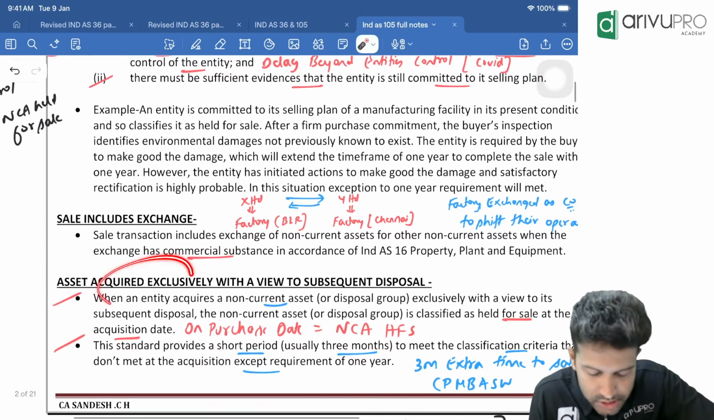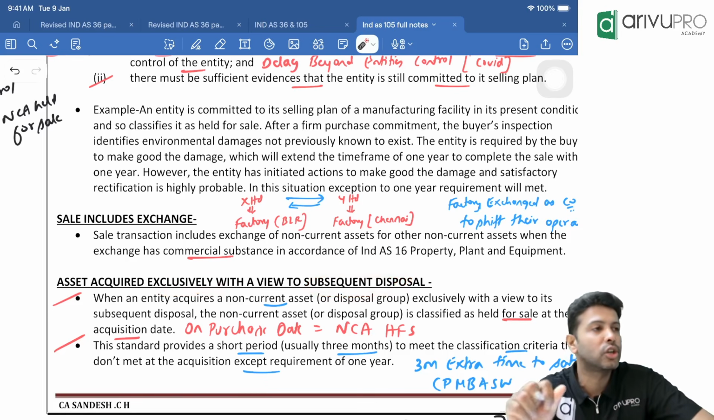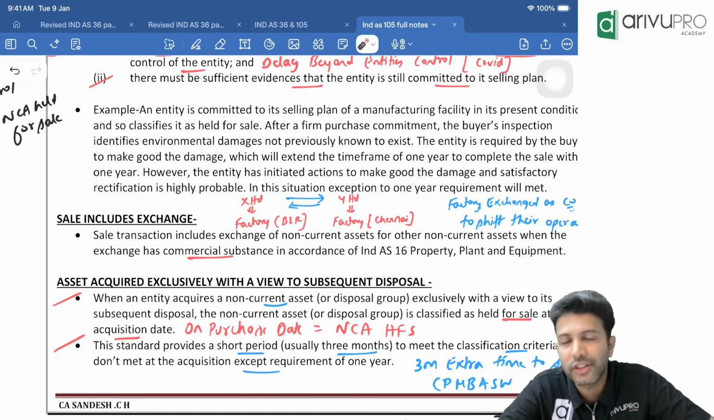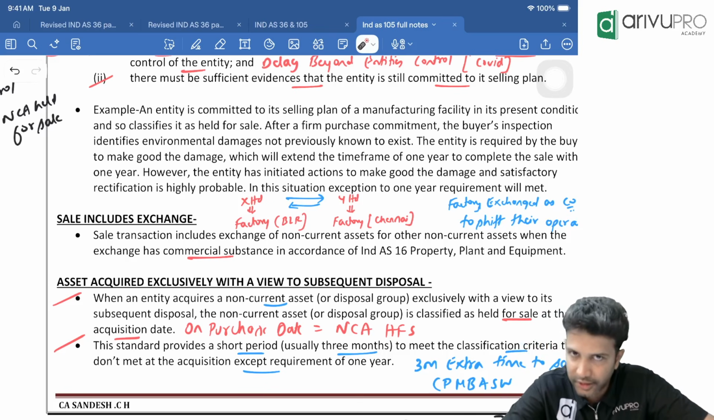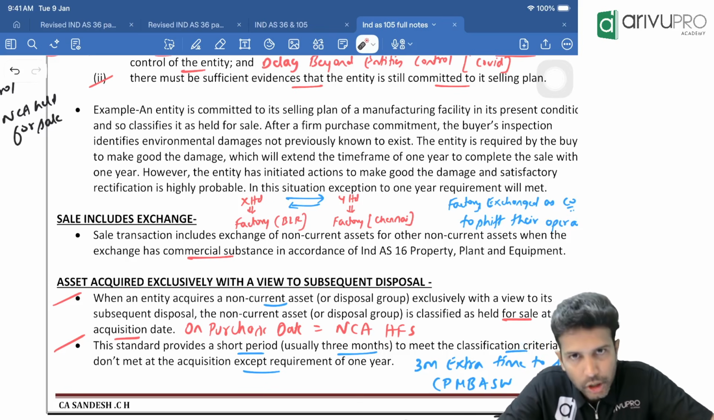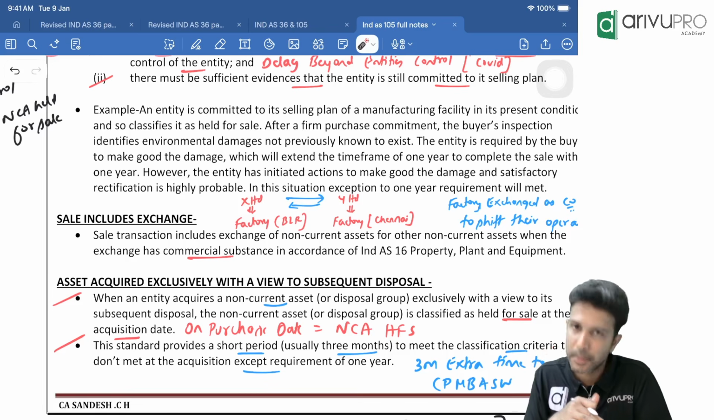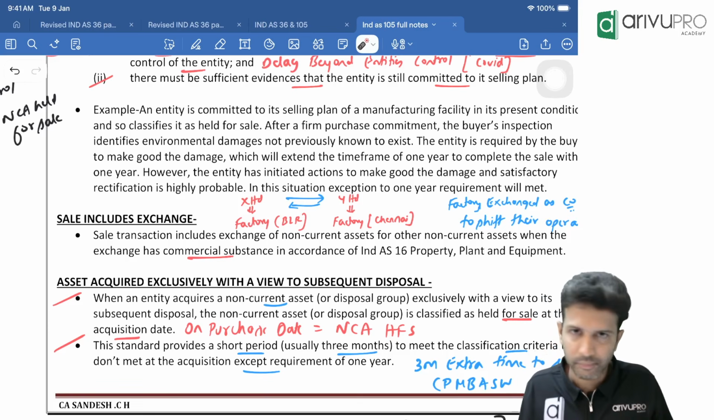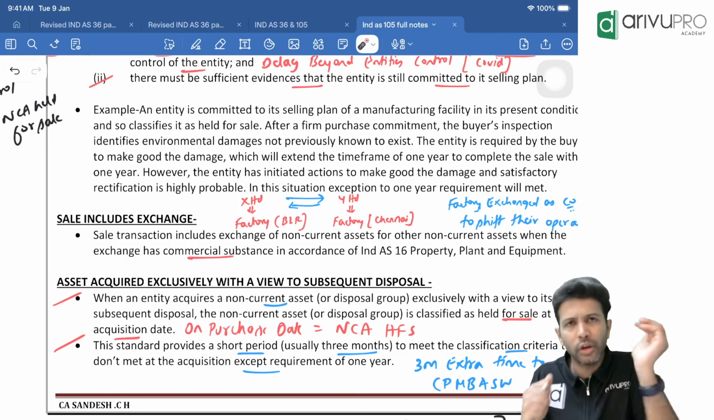Next small concept is assets acquired exclusively with an intention to subsequently dispose. An asset which is acquired with the sole intention to sell it. Sometimes what happens, we will buy an asset with a sole intention to sell it off. Let's say a company has purchased a building. Their intention is not to use this building. After buying it, they want to sell it. Their sole intention of buying a particular building is that they want to sell it.